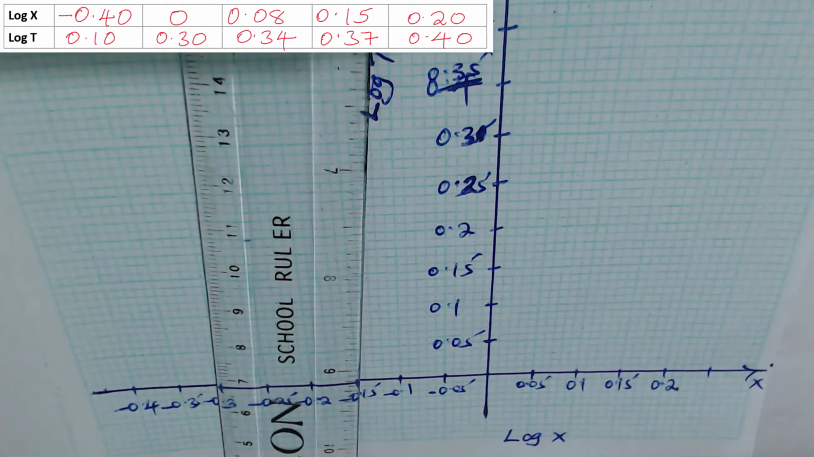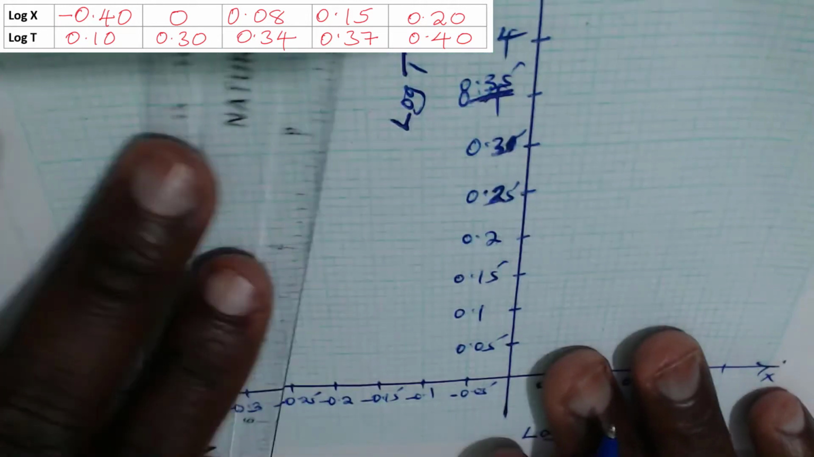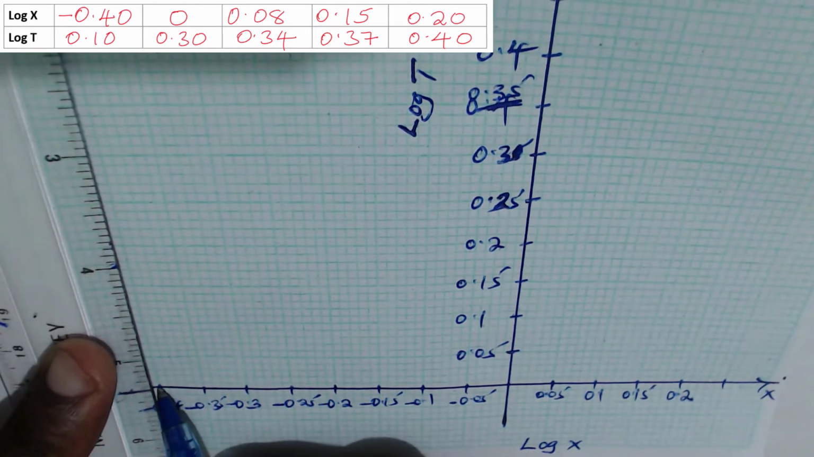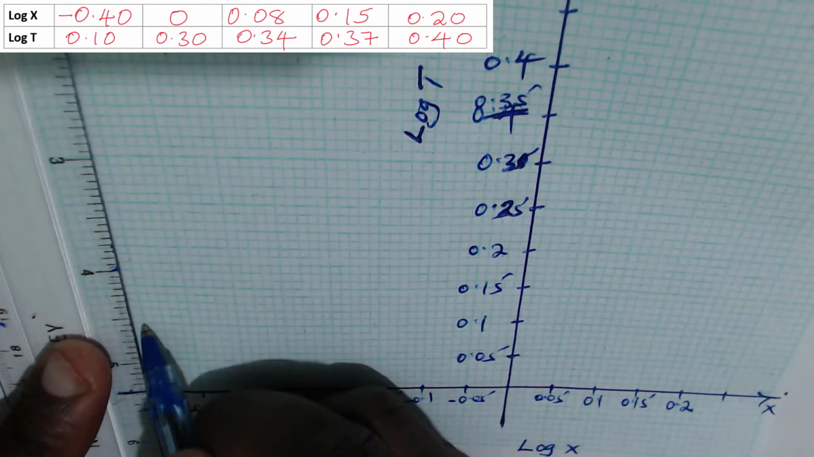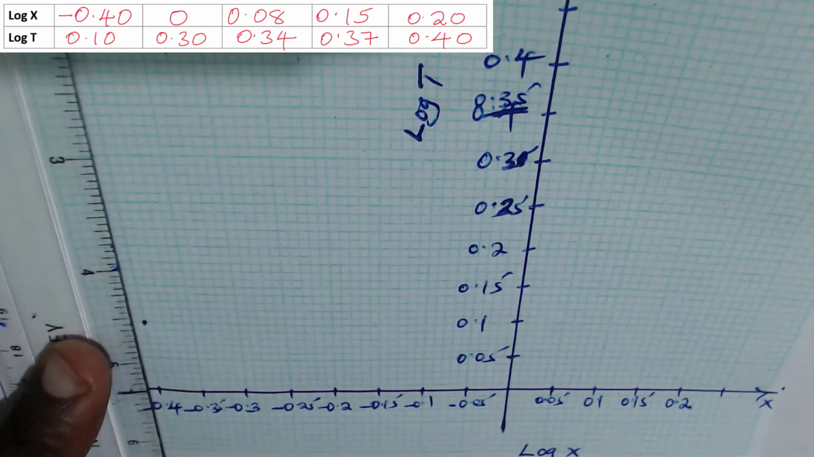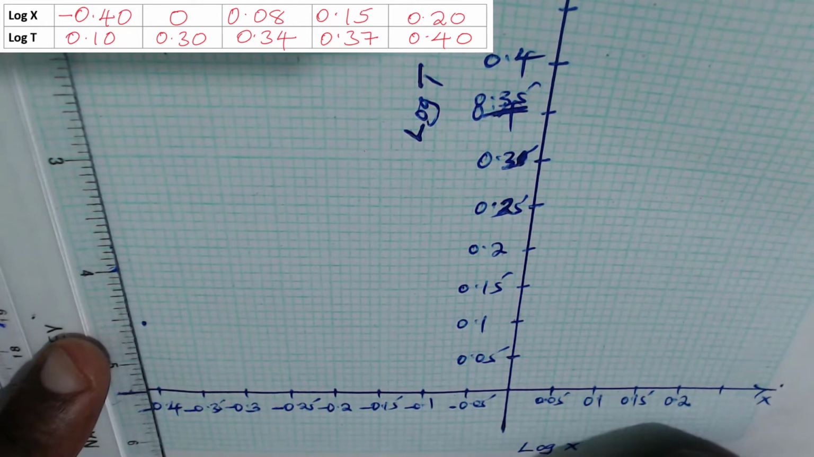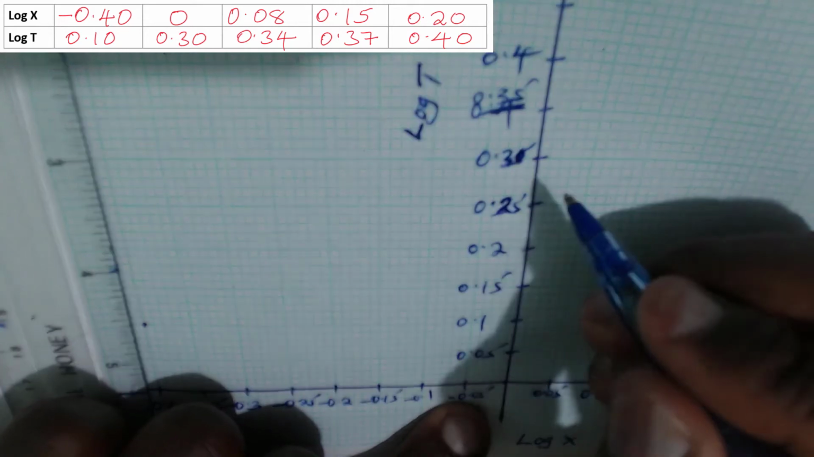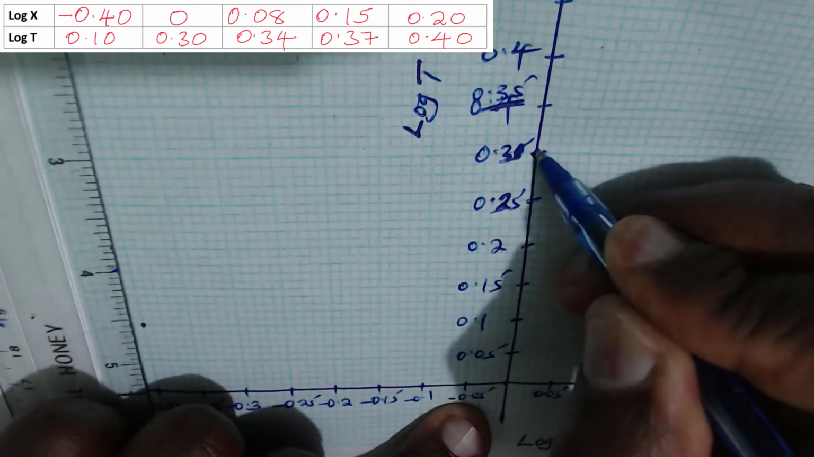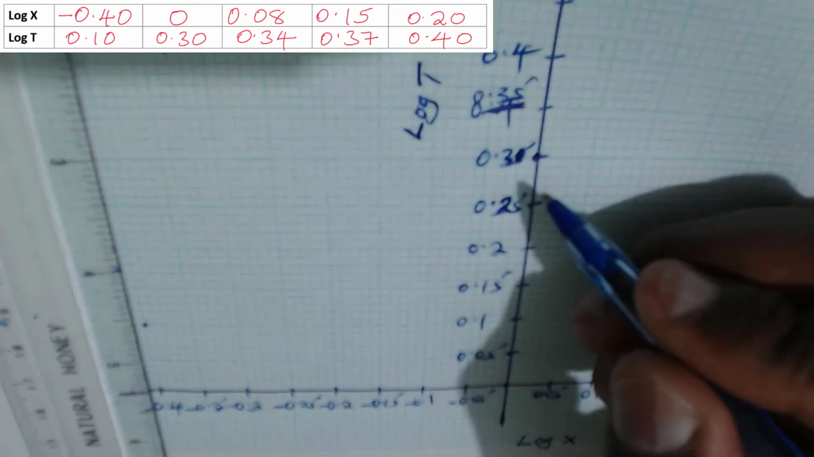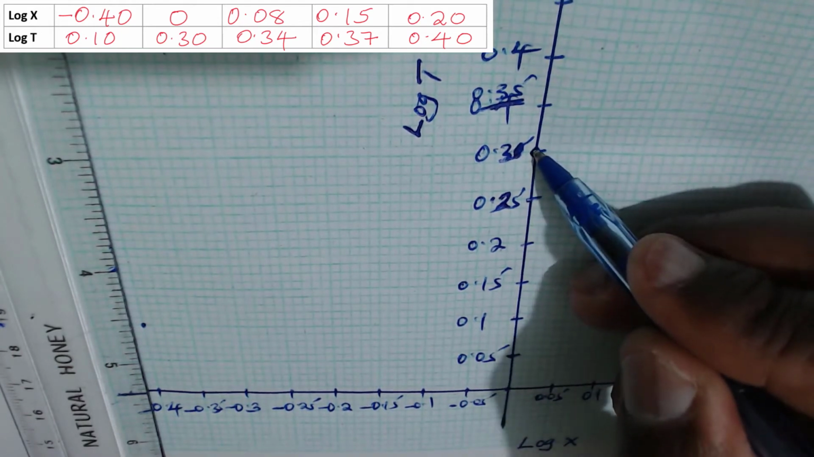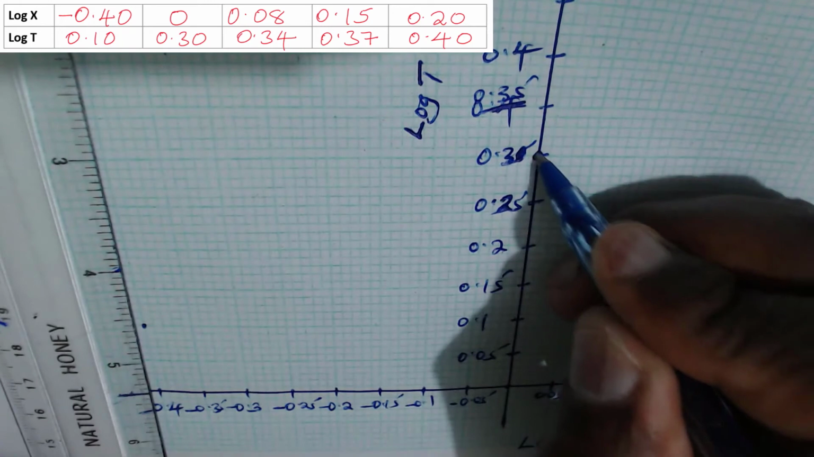The first value is -0.4, 0.1. -0.4 is here, the extreme end. Then I go with 0.1. 0.1 is there. Then 0 is here, the center, and 0, 0.3 should be there. That's where the point should be.